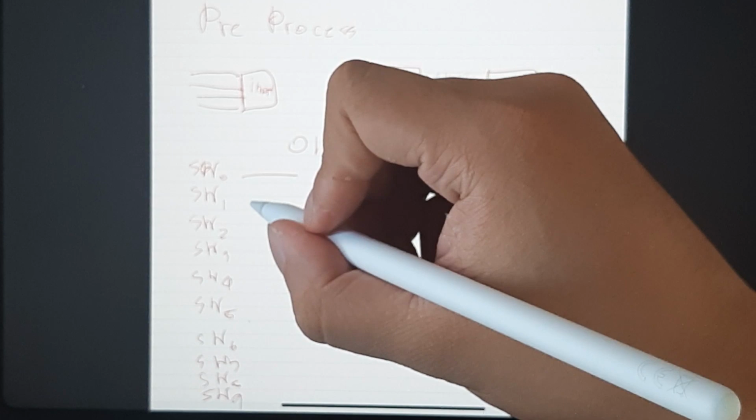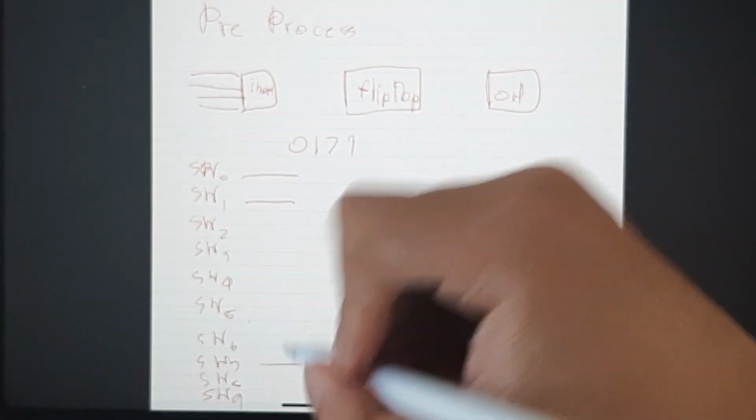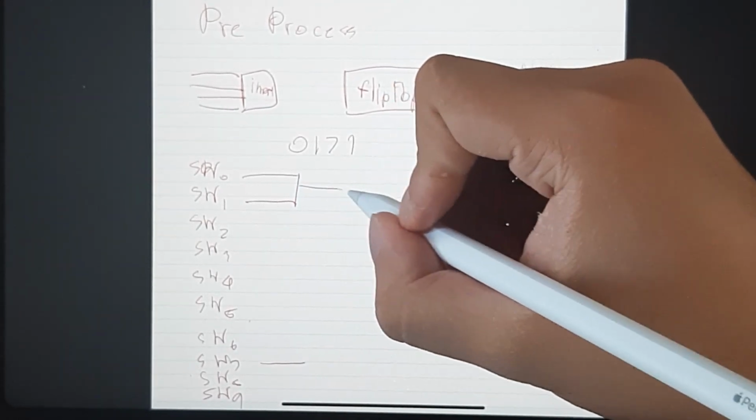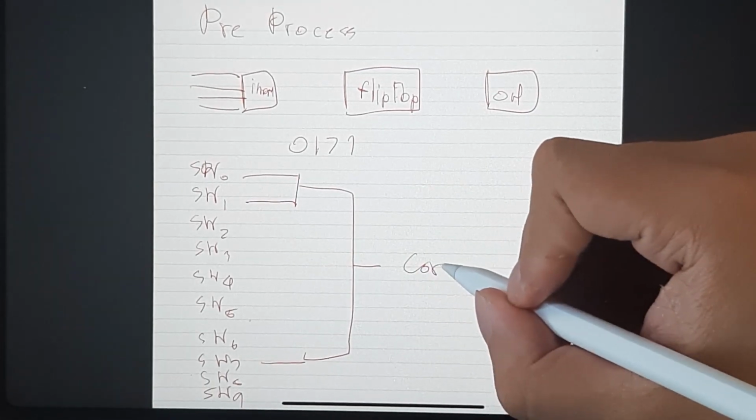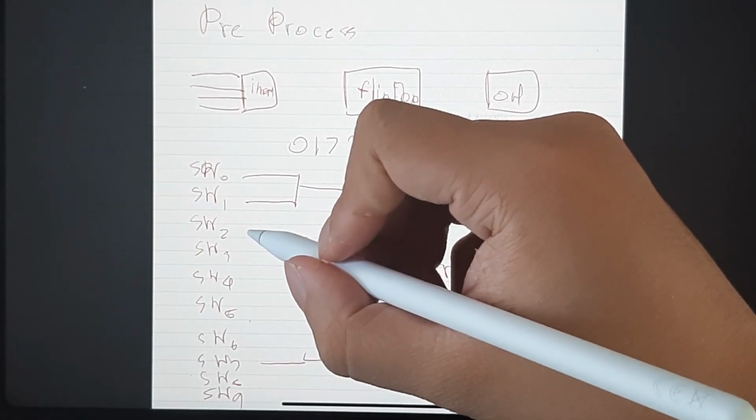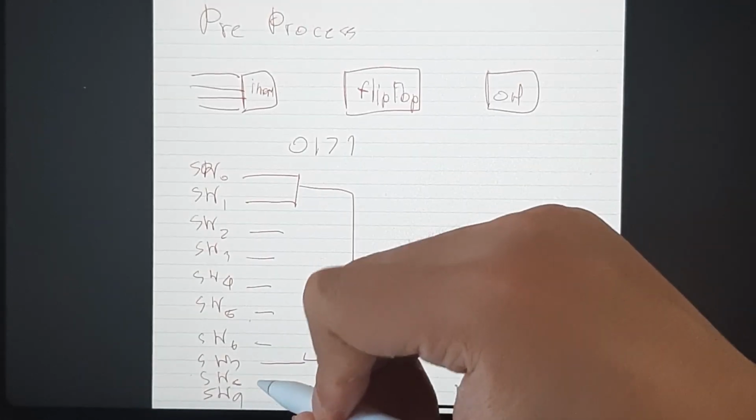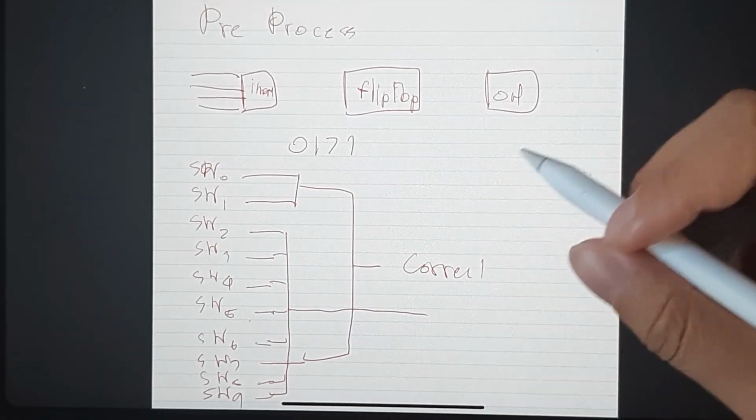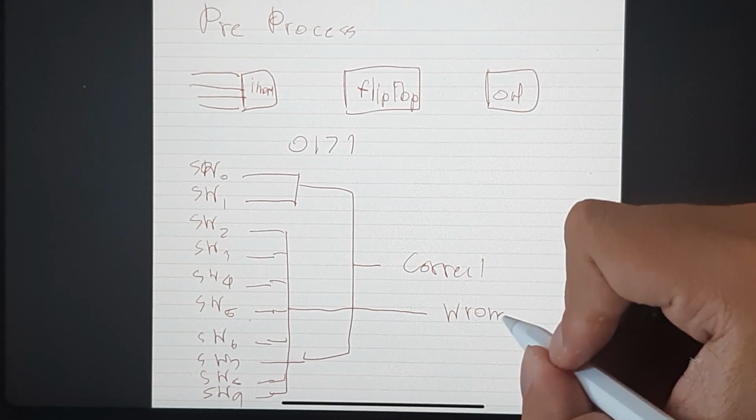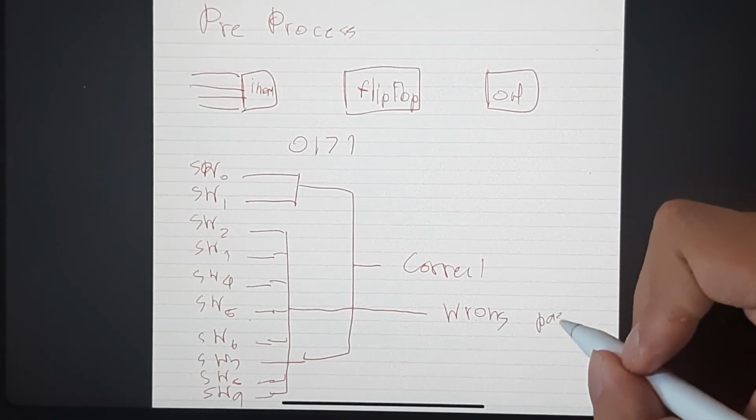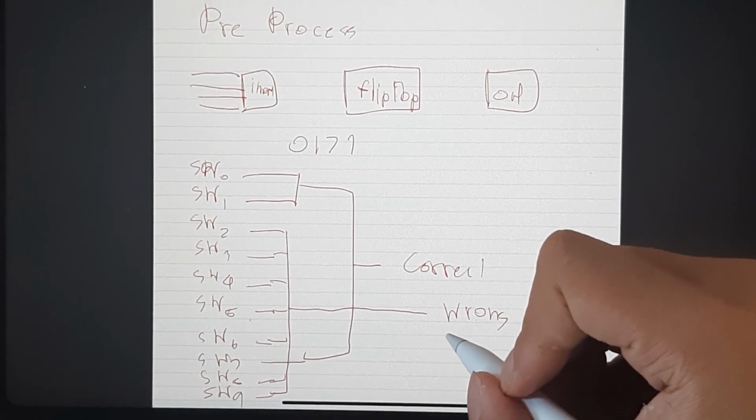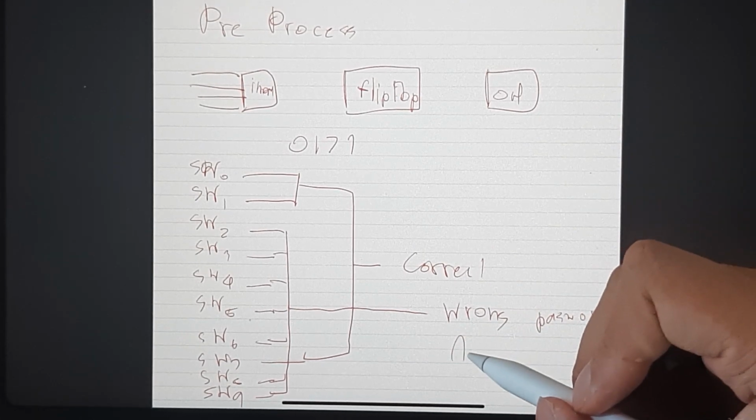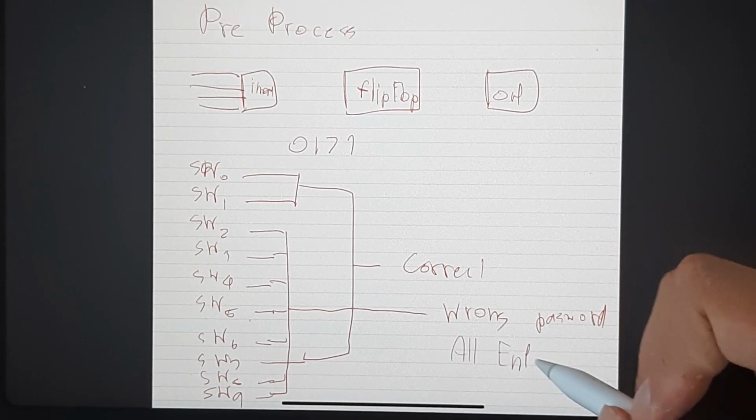The numbers used are 0, 1, and 7 for the correct password. The other switches are all wrong switches, so I'm going to call them wrong password, or enter switch.